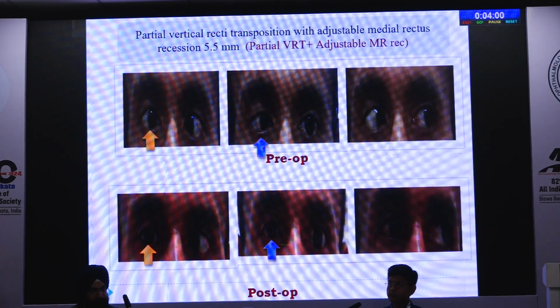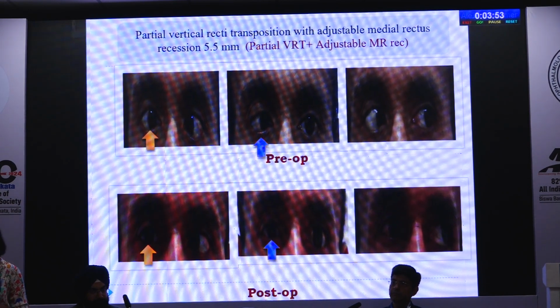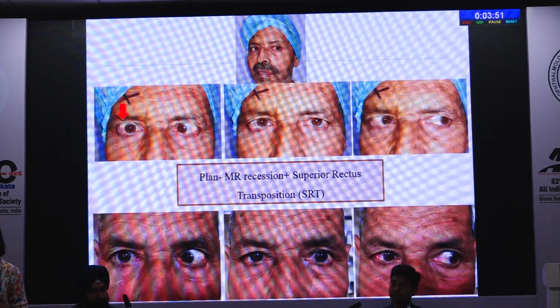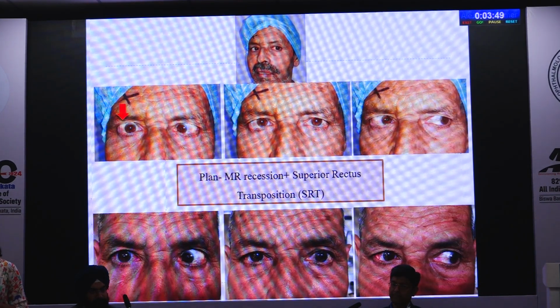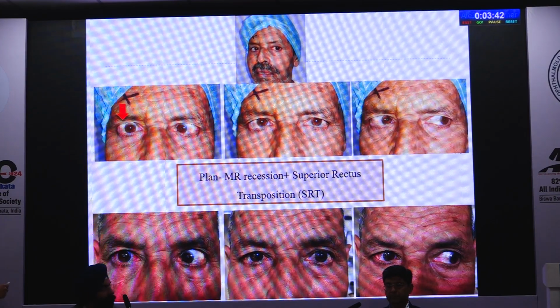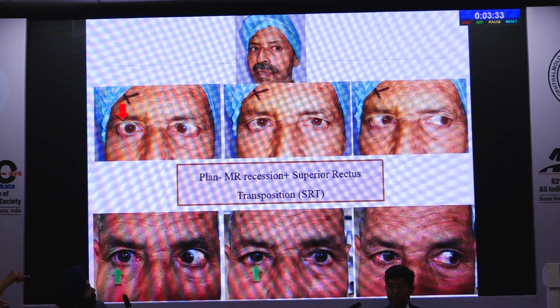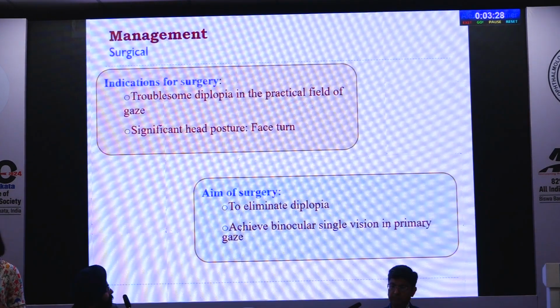This is the pre and post. And as you can see, not only is good alignment achieved, the abduction also improves considerably. So that is how the transposition helps, as Dr. Rohit was discussing in DRS. Now, partial VRTs we were earlier doing, but now we have shifted to SRTs, which are single tendon transpositions. And here again, a similar case, marked limitation of abduction. And the patient, you see, is not only well aligned with MR recession and SRT, but the abduction also tends to improve. So SRTs also give very good results, just like partial tendon VRTs.